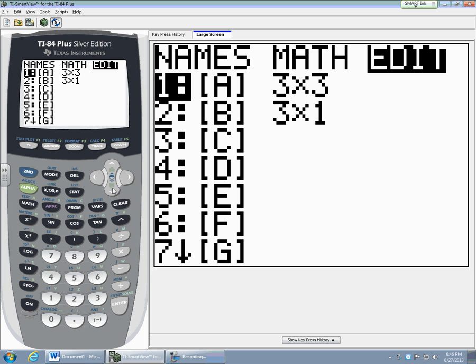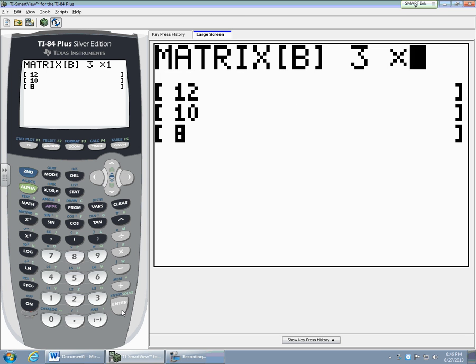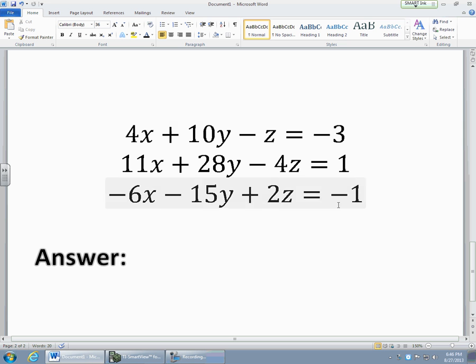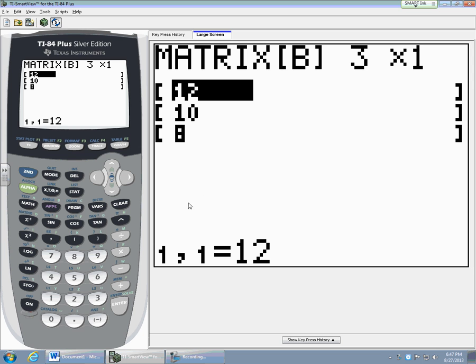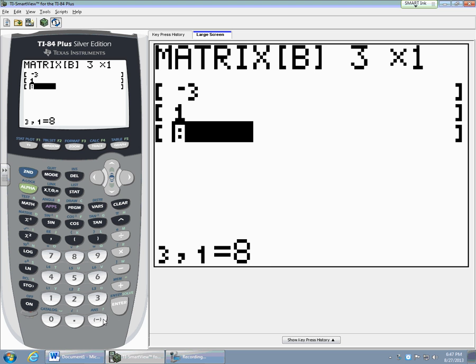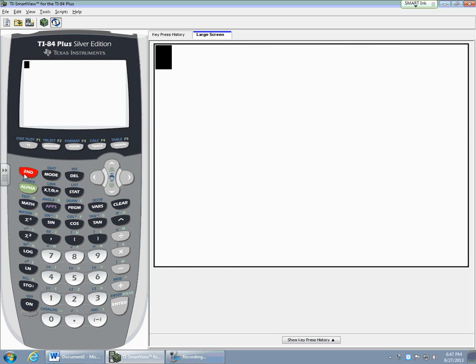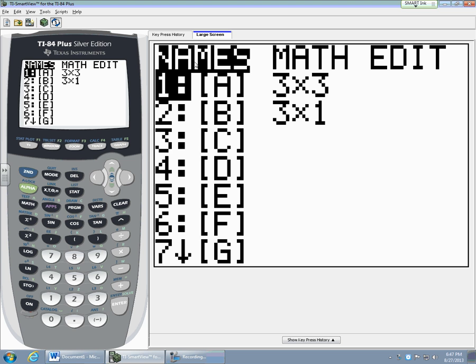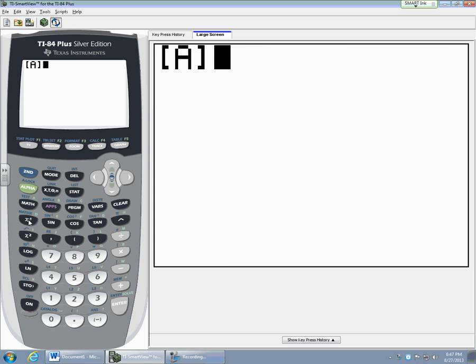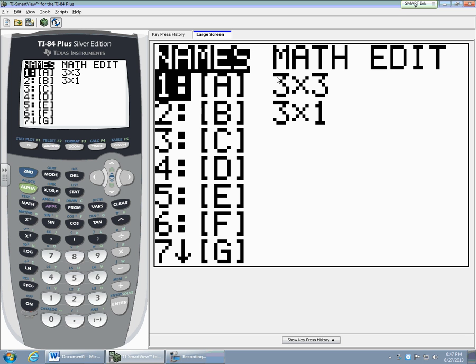Make sure you go over to edit and down to the 3 by 1. And this is where we put what everything is equal to. These three values here: negative 3, positive 1, negative 1. Second quit. Now we just need to take the inverse of A. So you go to names, choose option 1 for A. Press the inverse, to the negative first power here. And then we need to go back into matrix and choose option number 2, matrix B.